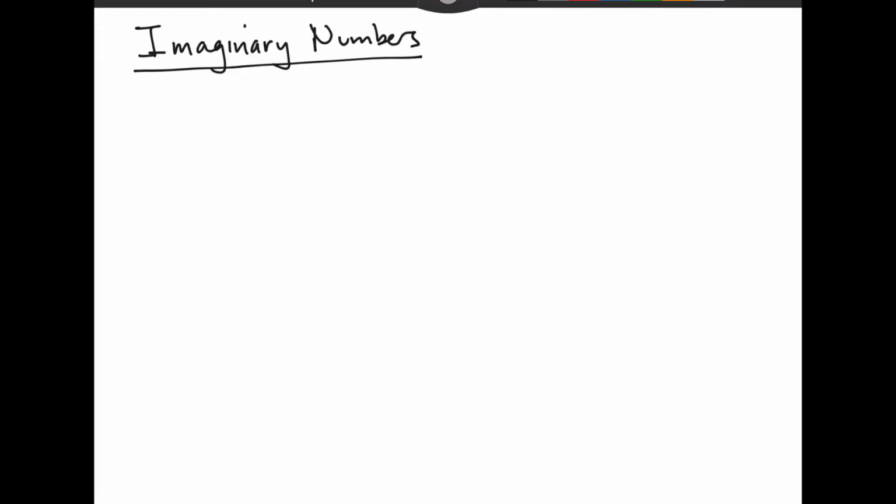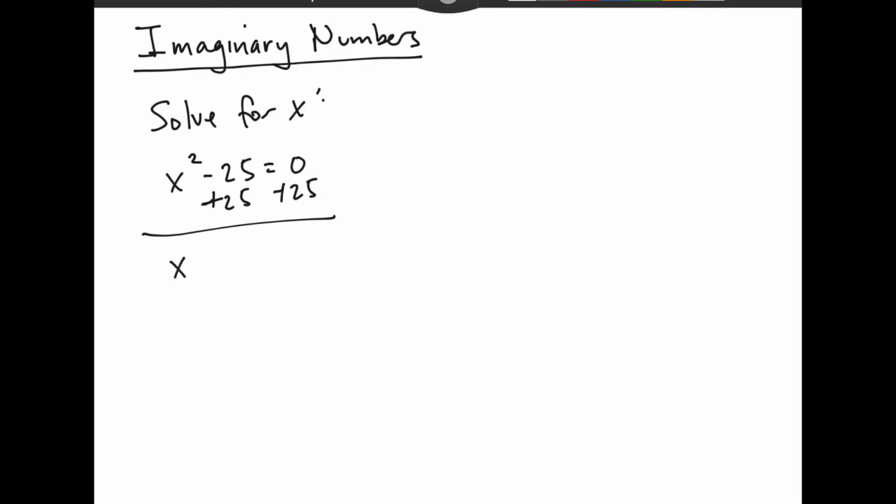This is an intro to imaginary numbers. Let's say I gave you the problem to solve x squared minus 25 equals 0. You can add 25 to both sides. x squared equals 25. Take the square root of both sides. x equals plus and minus 5.